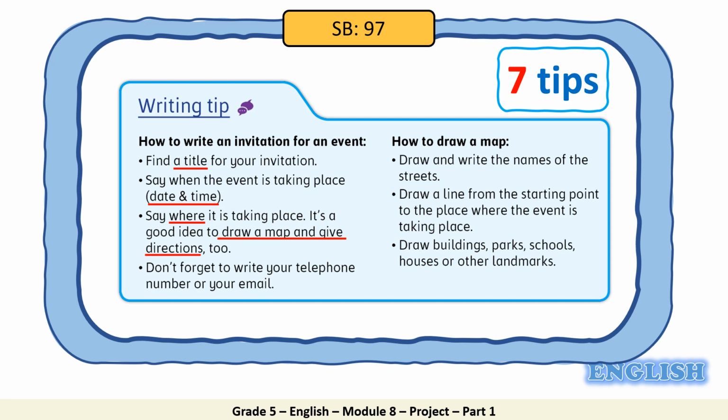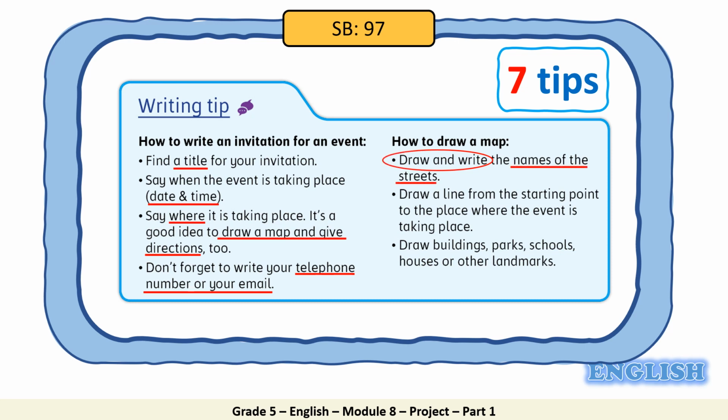Number 4. Don't forget to write the telephone number and the email of yourself or of the place which the people will be going to. Now let's take a look at the 3 tips we should consider when we draw a map. Number 1, you have to draw and write the names of the streets.